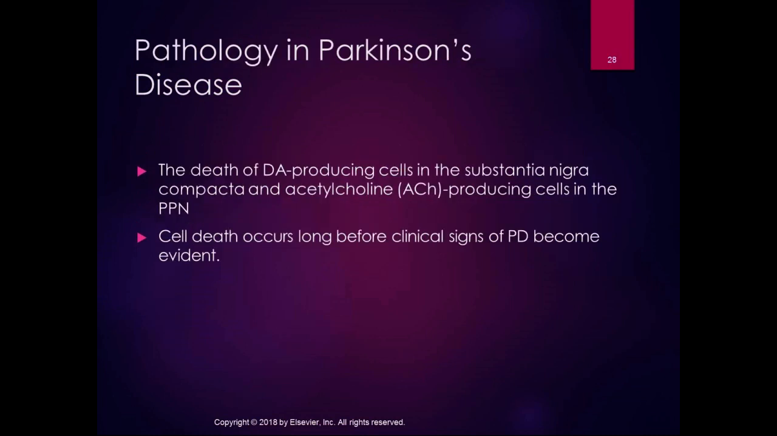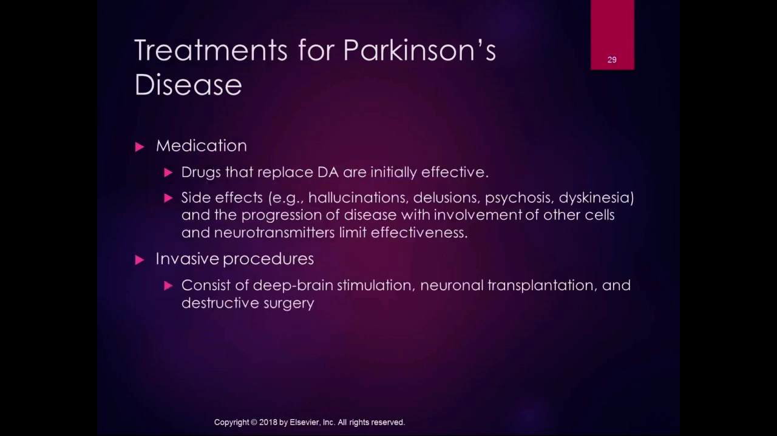The pathology in Parkinson's is the death of dopamine-producing cells in the substantia nigra pars compacta and acetylcholine-producing cells in the pedunculopontine nucleus. There is an interaction between dopamine and acetylcholine in the basal ganglia that gets off balance in Parkinson's as well. The cell death occurs long before clinical signs of Parkinson's become evident. So if a person has Parkinson's, their cells are probably dying off for 30 to 40 years before they start to actually have signs that they notice, which is really interesting.